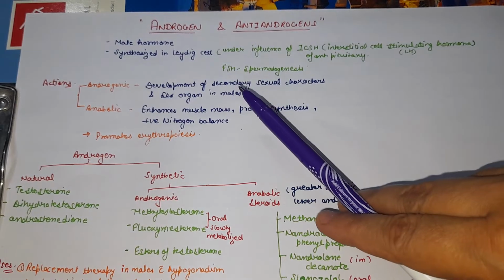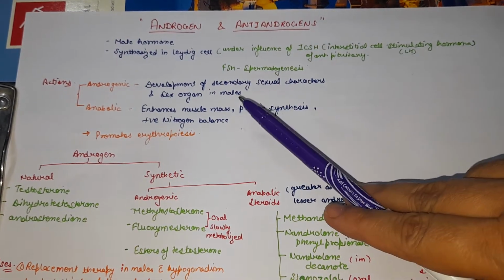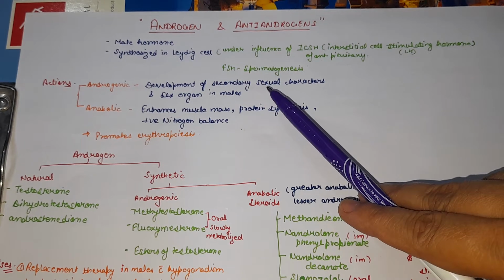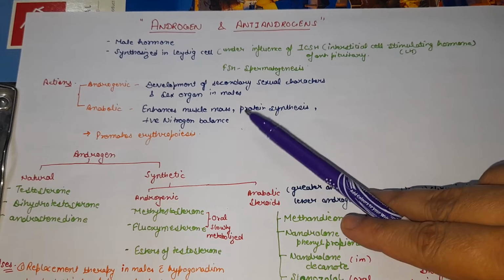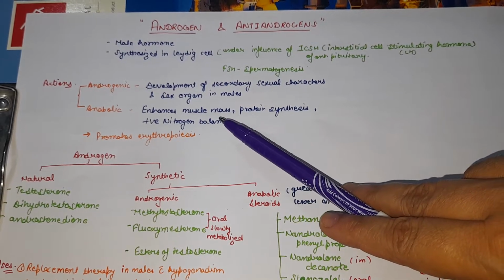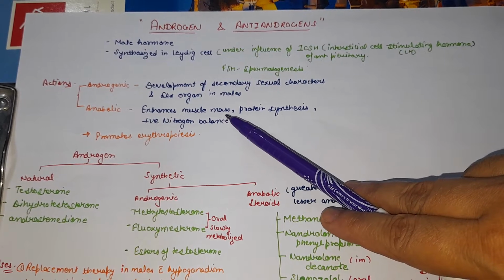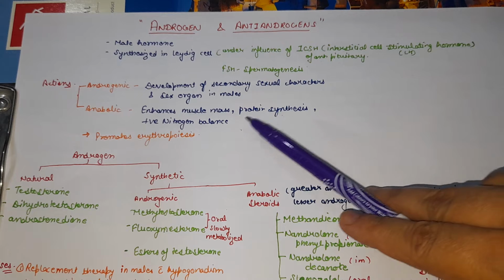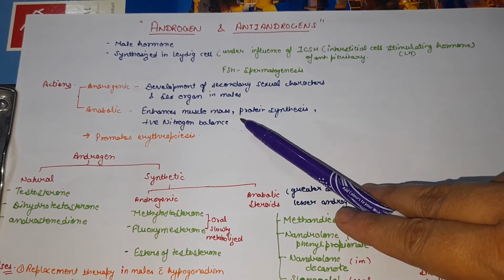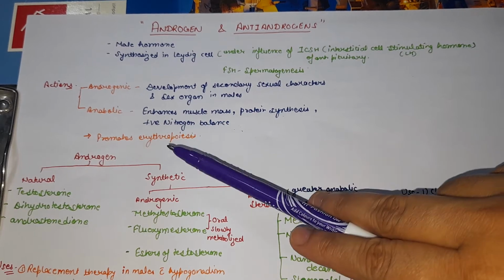Testosterone and dihydrotestosterone are responsible for the development of secondary sexual characters and sex organs in male, and they cause maturation of the reproductive organs. Second action of androgen is that they have anabolic action. They enhance the muscle mass, cause increased protein synthesis and maintain the positive nitrogen balance. They also promote erythropoiesis.